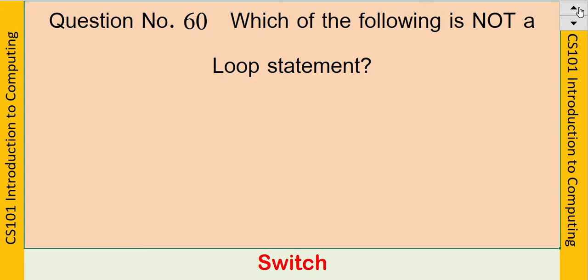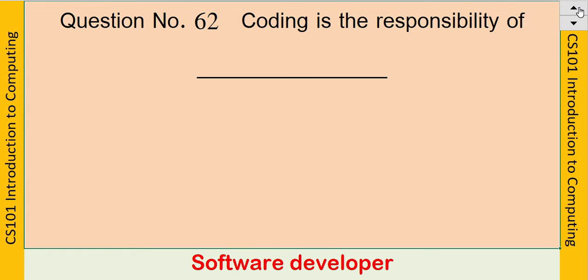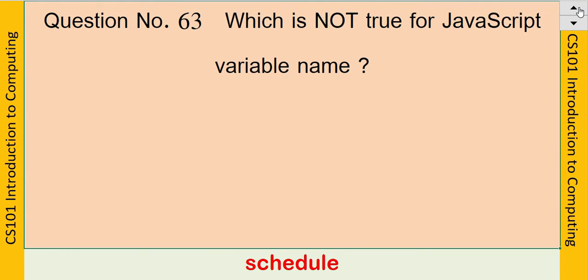Which of the following is not a loop statement? Switch. Optical cables are required by wireless networks. False. Coding is the responsibility of software developer. Which is not true for JavaScript variable name? Schedule.